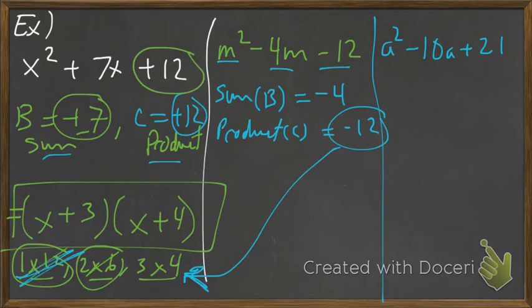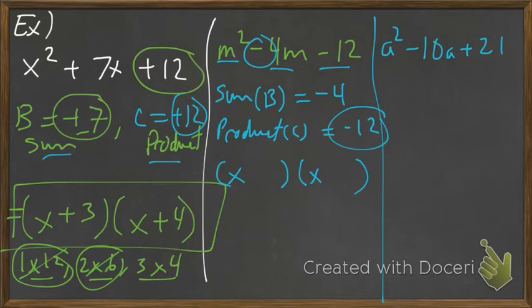Still isn't 1 and 12. It's not going to be 3 and 4 this time. So maybe 2 and 6. Let's try 2 and 6. Okay. Get rid of all that jazz. I don't want that arrow. Let's try x. We know it's negative.